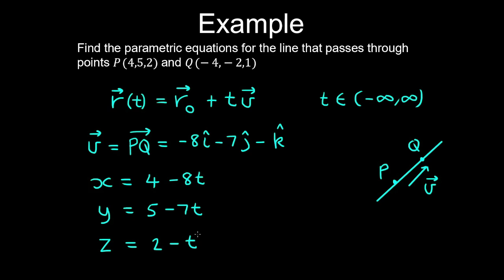So for t equals 0, we get point P, and we can see that when t equals 1, we get minus 4, minus 2, and 1. So that verifies our result is correct.